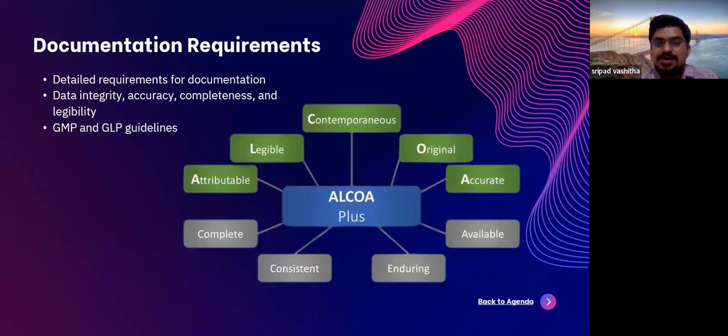It has to be enduring, it has to be consistent. That means whatever data you are capturing has to be consistent across, and it has to be complete. It should not be captured half. So this is, I would define it, more or less the general requirement. If we are following it, then you need to follow it as per the guideline of GMP and GLP. And there should be data integrity in place, systems in place. Accuracy, completeness, and legibility must be there. Okay.